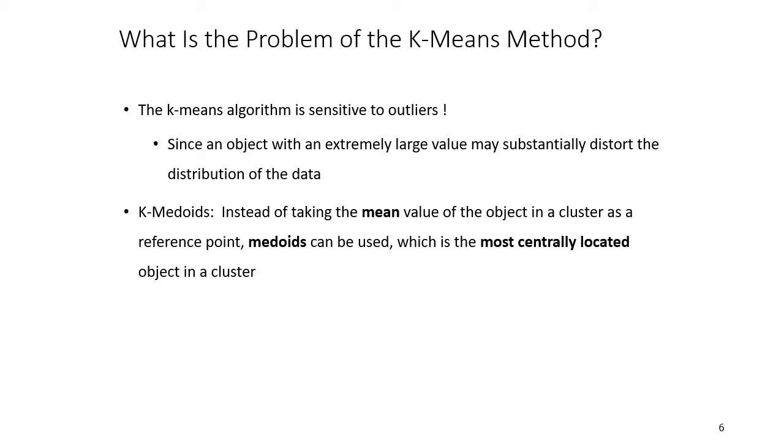Furthermore, if we talk about k-medoids, instead of taking the mean value of the objects in a cluster as a reference point, medoids can be used. And why medoids? Because a medoid is usually the most centrally located object in the cluster. So it is not affected much by an extremely large value, which was the problem earlier, and it performs well as compared to k-means.